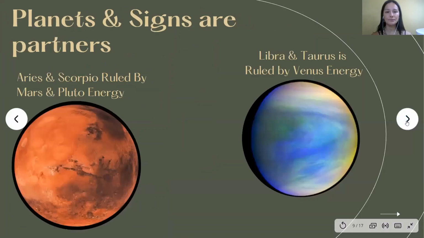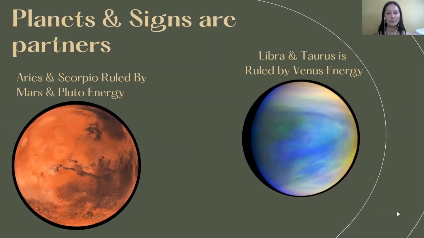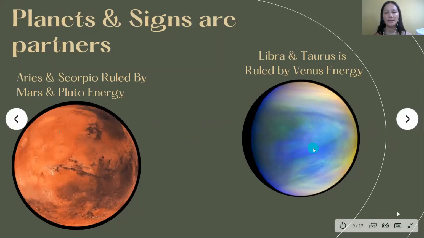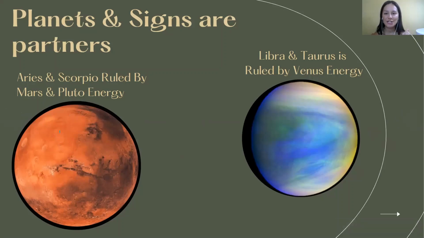Here's just a nice picture of how the Mars energy rules Aries, Pluto rules Scorpio. This is the planet Mars. So they're related. The planets and signs have energies that are synonymous. And this is kind of the opposite energy. Mars is very masculine, action-oriented energy, and Venus is a very calm, relaxed, beautiful, feminine energy.